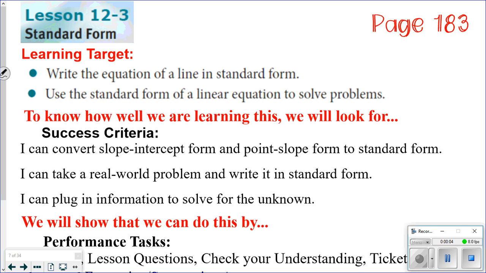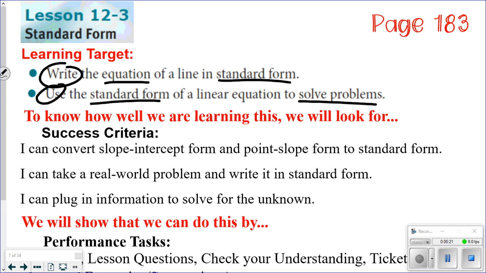Hello everyone. Go ahead and open your books to page 183. We're in lesson 12.3 titled Standard Form. We're going to write the equation of a line in standard form, and then we're going to use standard form of a linear equation in order to solve problems.